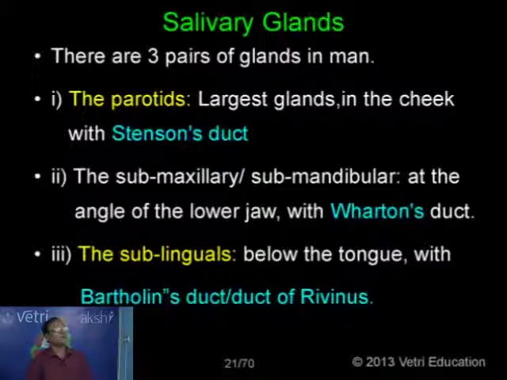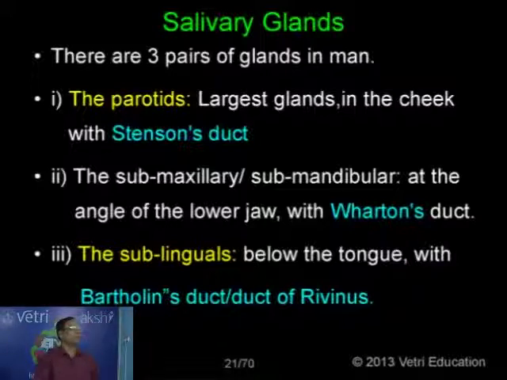In the case of rabbit, we have four pairs of salivary glands and one pair is missing here. The three pairs of salivary glands in man are the parotids, the submaxillary or submandibular, and the sublingual. The fourth one, which is absent in man but found in rabbit, is called infraorbital, present just below the orbit. You will see that in the next slide.